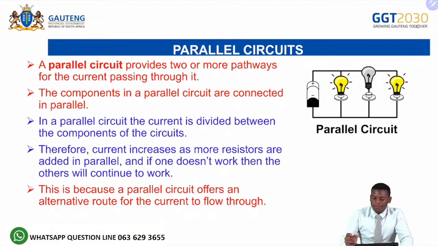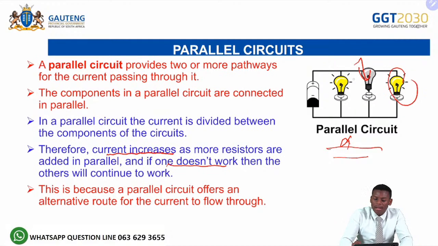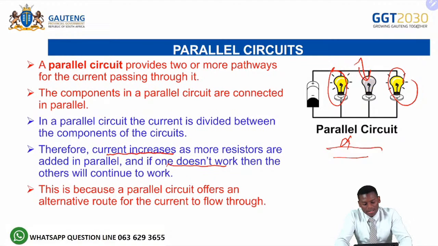There we go. This is our example of a parallel circuit. You see, we remove one bulb, it goes off, but the other two bulbs, what do they do? They are still on. Because why? The current increases as more resistors are added in parallel, and if one doesn't work, which is this one, then the others will continue to work, like it shows here in our example. Why? Because it offers an alternative route. What do they mean, an alternative route? They mean that it gives another way for the current to flow.